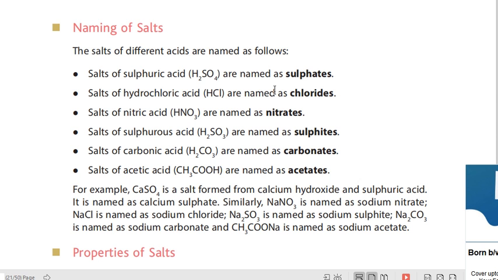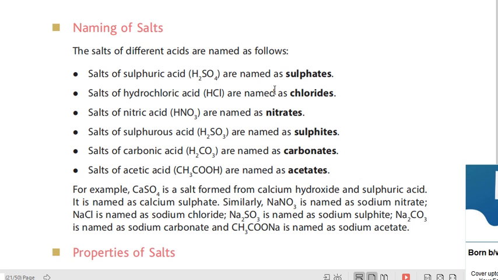Similarly, suppose we take sodium hydroxide as a base and HNO3 as a nitric acid. When these two react, they will form sodium nitrate. So sodium is taken from the basic part, nitrate, NO3, is taken from the acidic part, and the name is sodium nitrate. So nitrate is here the category of salt, and it is based on the acid's name.